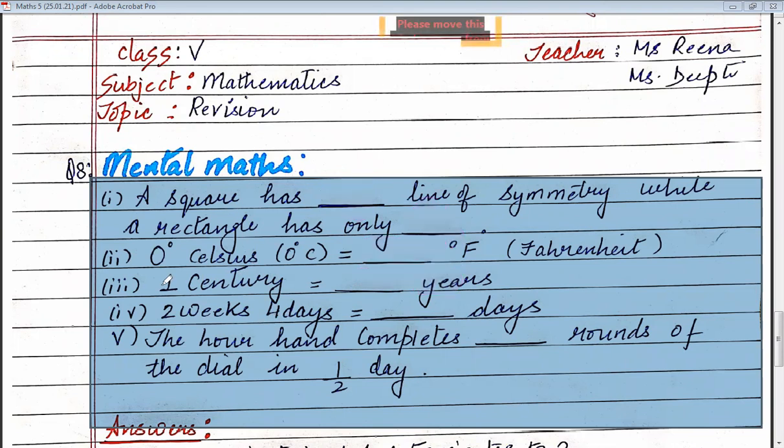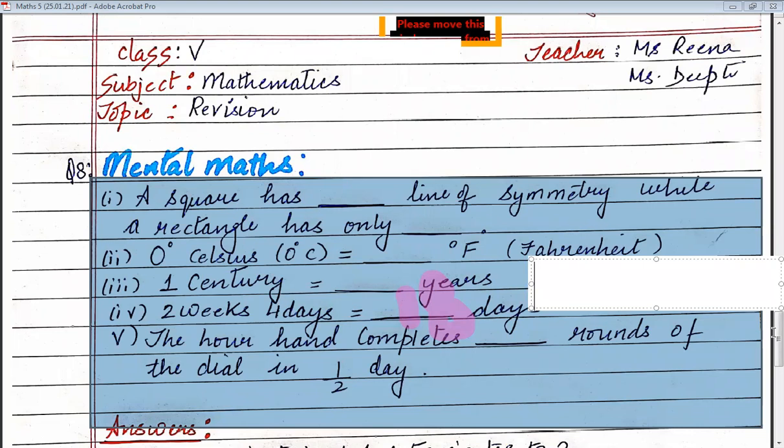Now let's see our third one. 1 century is equal to how many years? Now children, century means 100. So 1 century is equal to 100 years. Okay. Now next one, fourth one. Now in this you have to tell that 2 weeks 4 days is equal to how many days? It is 18 days. What is your answer? 18 days. Now children, you can calculate here. I'll show you how this 18 has come.